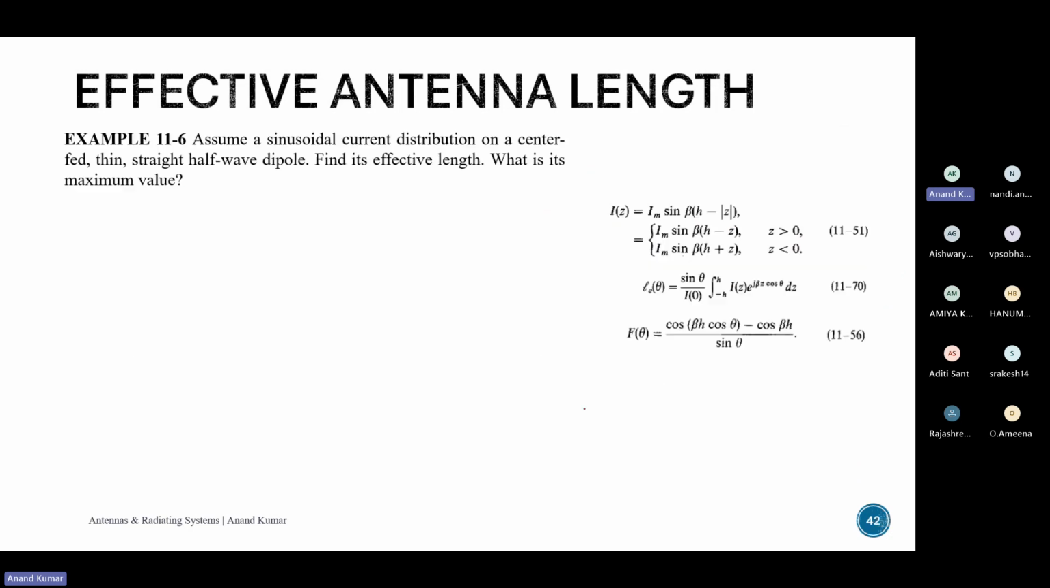Maybe we'll cover the material on the effective antenna length, this example, and then we can pause to take questions, and maybe if Hanuman has further questions, we can discuss that as well.